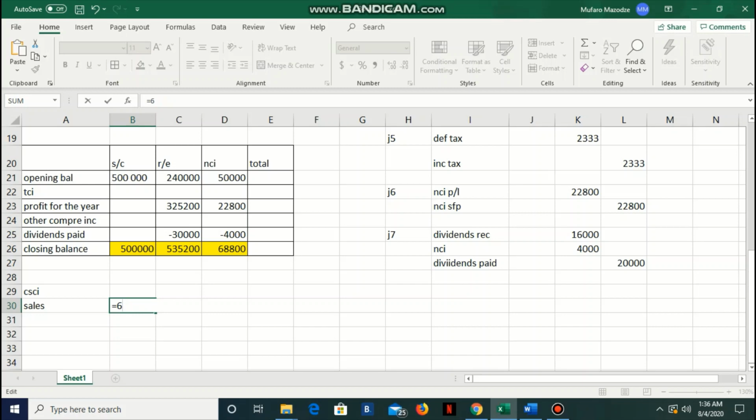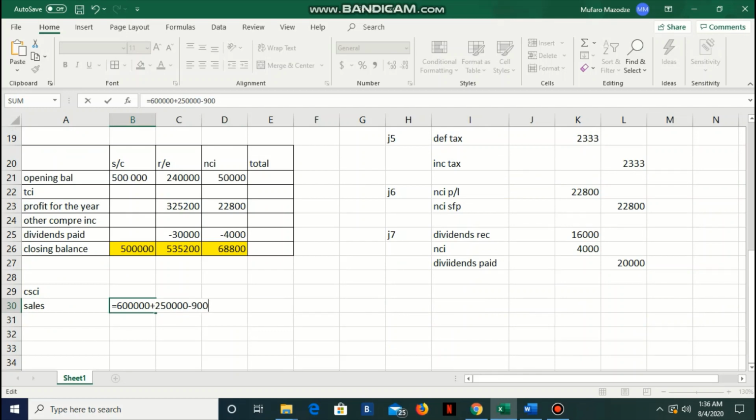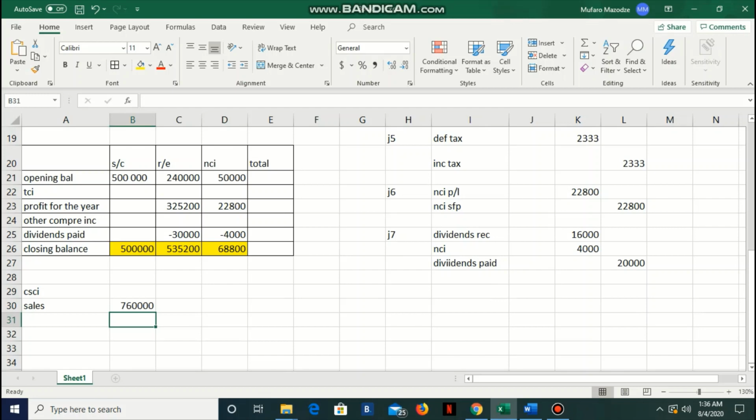Well, okay, perhaps that's a bad example. Let's say P had 600,000 rand and the sub had 250,000 rand. And then we're going to look at our journals and have to subtract that 90,000 rand intergroup sales. And then that would be the consolidated sales. So you just keep doing the same for all the items that are in the consolidated statement of comprehensive income.